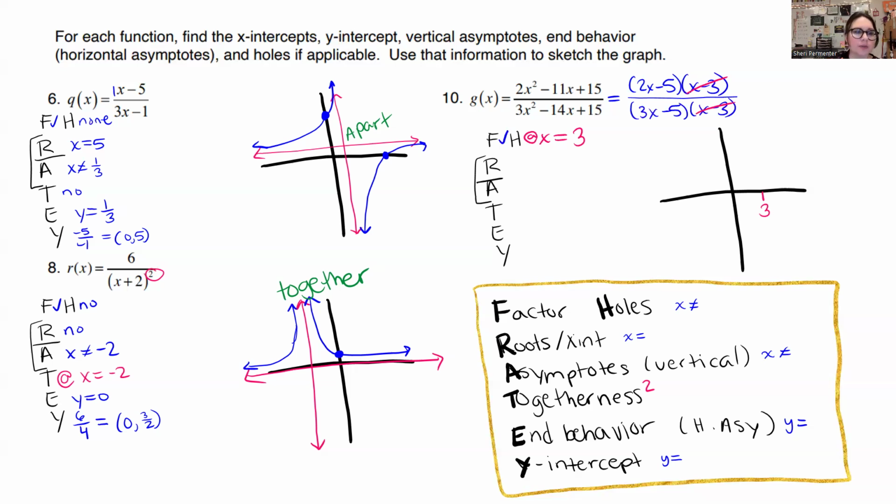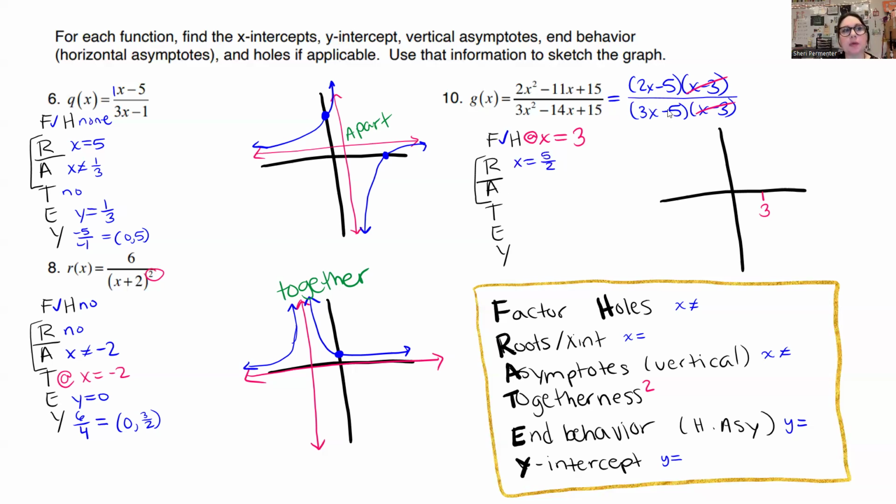Roots. Roots come from the numerator. So in my numerator, if I set this equal to 0, I would get x is equal to positive 5 divided by 2. Don't be afraid of fractions. We can estimate 5 divided by 2 is about 2.5. And I don't have anything scaled, so you don't have to stress about that.